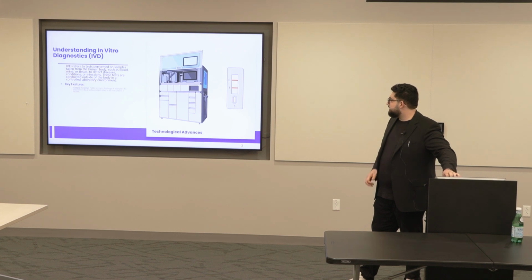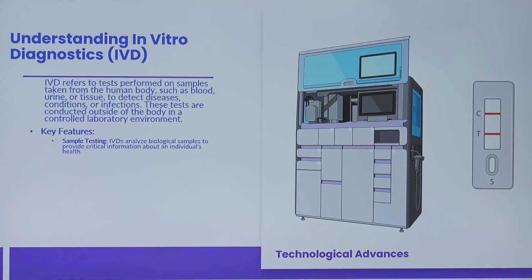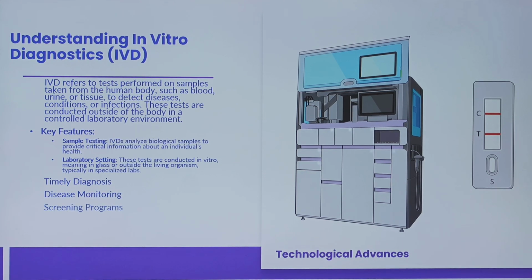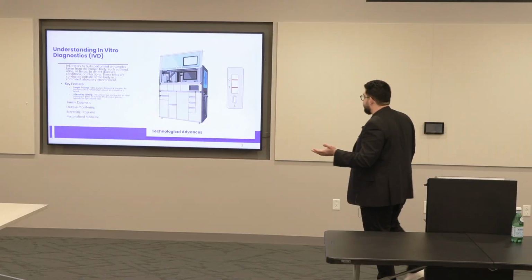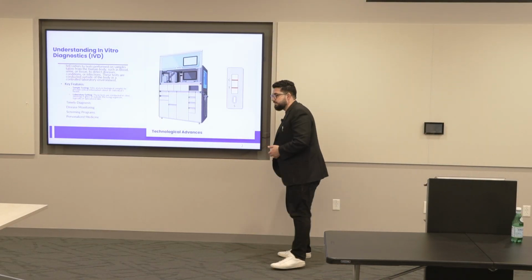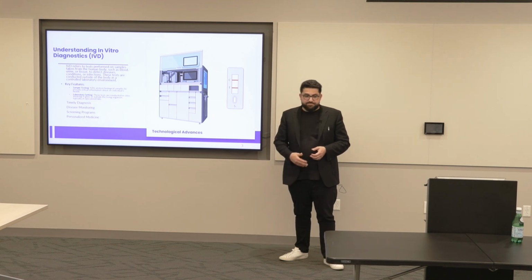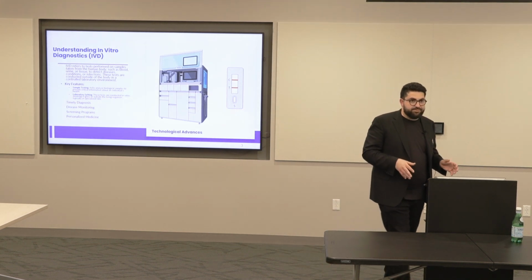So there are some key features of these. They analyze biological samples. They give some critical health information beyond what's available with traditional testing. They are conducted in vitro, as the name suggests. And they lead to things such as more timely diagnoses when they're used correctly, disease monitoring, screening programs, and of course, personalized medicine. What you see on the left is a Cobas autoanalyzer for molecular chemistries, and on the right is a point-of-care test. These are both in vitro diagnostics.